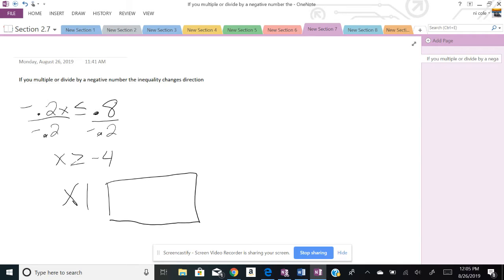You need to make sure in this box you put the whole thing. So x is greater than or equal to -4 goes into the box. That whole thing, the x, the inequality, and the -4. Don't just give me the inequality. Don't just give me -4. Give me everything.